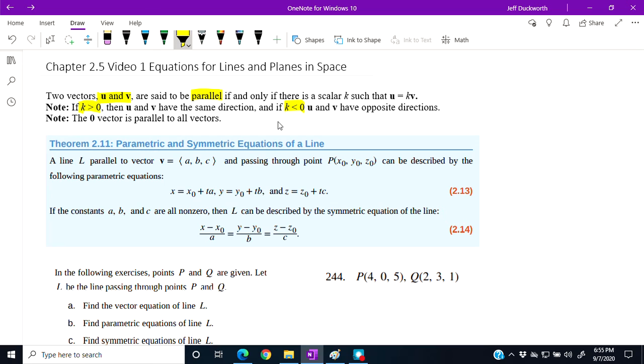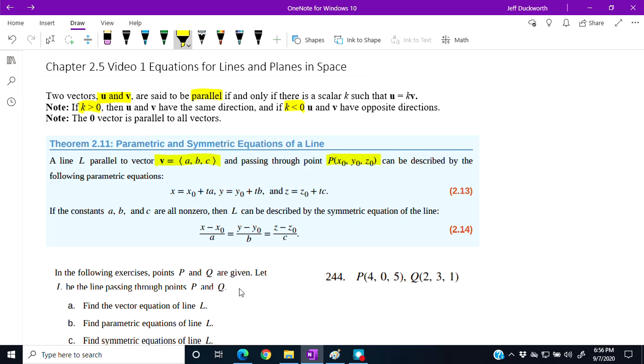So the next theorem, 2.11, is parametric and symmetric equations of a line. So say we have some vector v with 3 coordinates, an a, b, and a c in this case. And it's passing through some point. This is notation for points. So the point is P, and it's got values of x naught, y naught, and z naught, whatever those 3 values are.